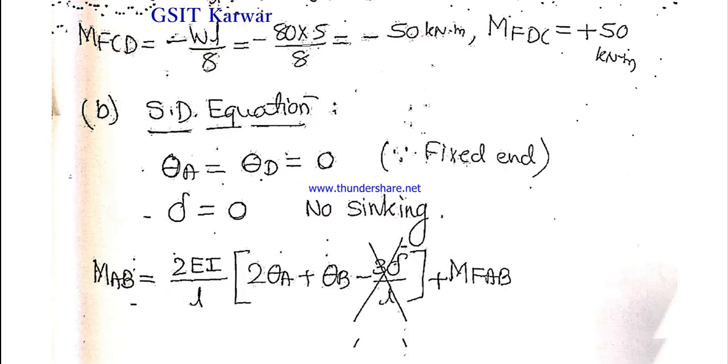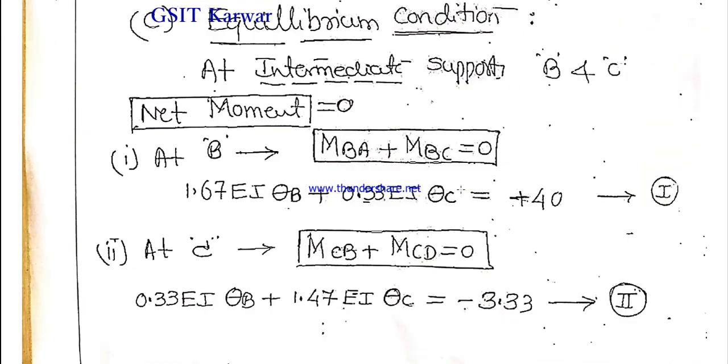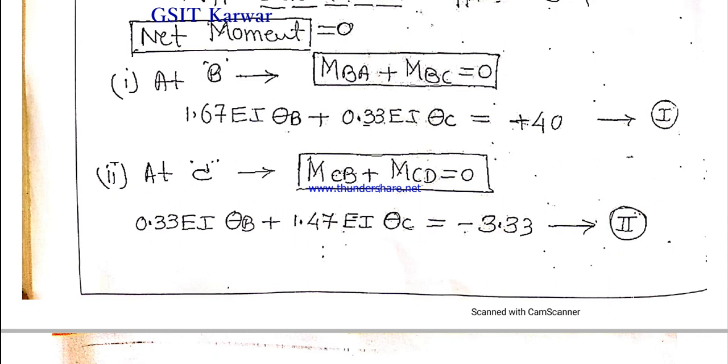So according to this equilibrium condition we use this relation. That means moment CB plus moment CD is equal to 0. We have the solved equation for moment CB and the solved equation for moment CD, you can just add those equations and you are getting this relation. That is equation number 2.